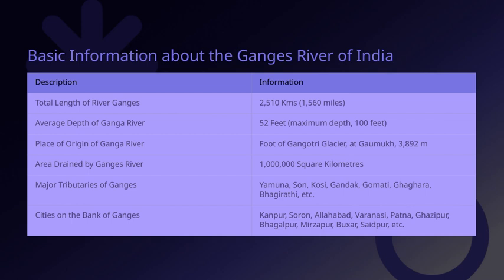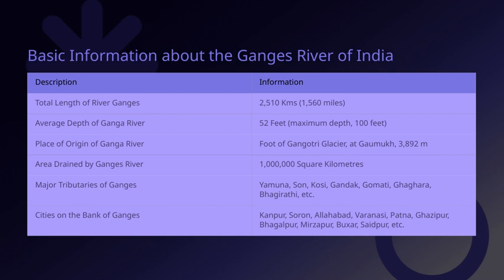These tributaries enrich the Ganges, making it a vital water source for agriculture, industry, and daily life. Along the banks of the Ganges, you'll find some of India's most historic and culturally significant cities, such as Kanpur, Allahabad, Varanasi, Patna, and Buxar.